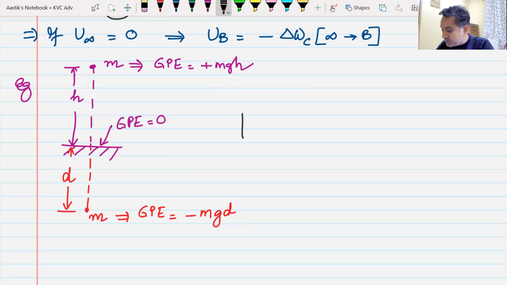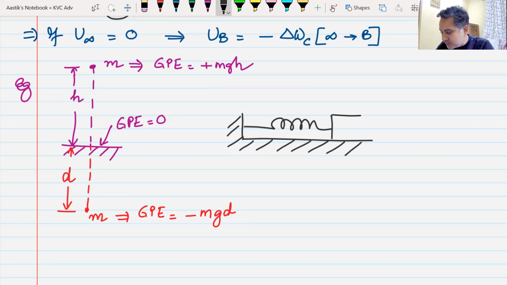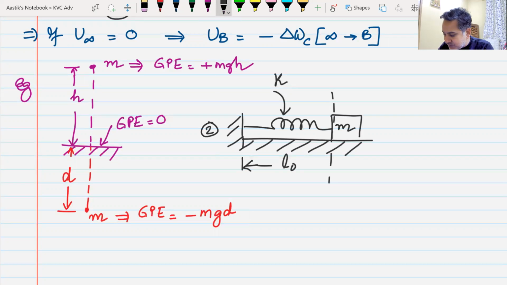Then we might encounter the case of a spring and a block attached to the spring. The spring would have a spring constant k. This is example number 2. Now, you will have some natural length of the spring. This L0 is the natural length of the spring. Do we understand this? Yes, sir.